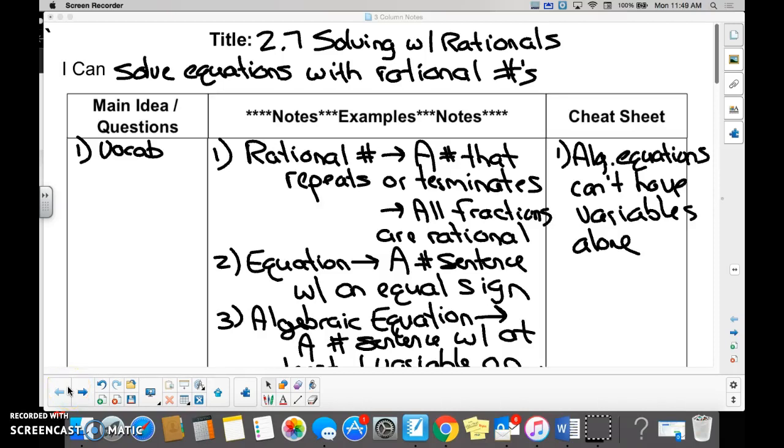2.7. Solving with rationals. I can solve equations with rational numbers.